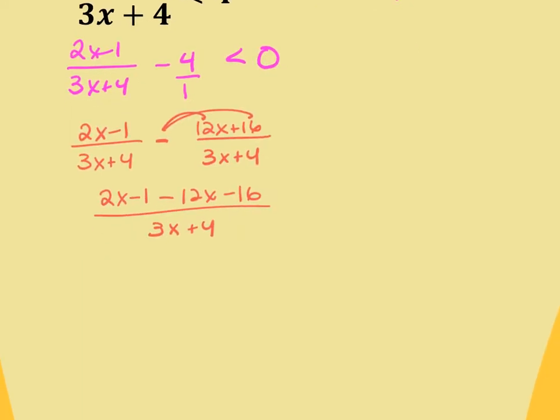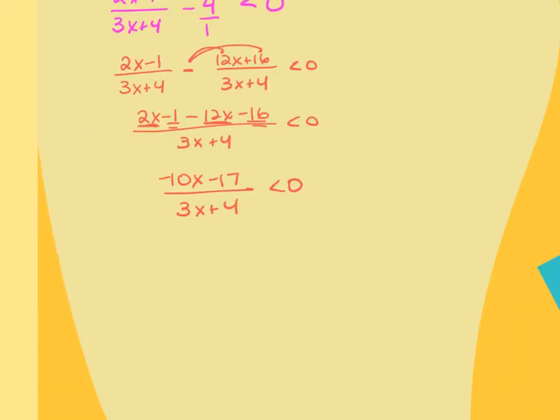Combine your like terms in your numerator. Positive 2, negative 12 is negative 10x. Negative 1, negative 16 minus 17 over 3x plus 4. All of this is less than 0. Okay. Now I get my test points. So I want to do negative 10x minus 17 equals 0 and 3x plus 4 equals 0.